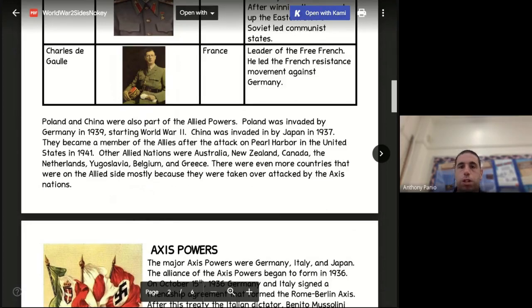There were even more countries that were on the allied side, mostly because they were taken over, attacked by the Axis nations. All right, so you see, it's not just these 4 countries. There's like 15, 16 of them. There's a lot of allied countries. You don't need to know all of them, just the 4 major ones.